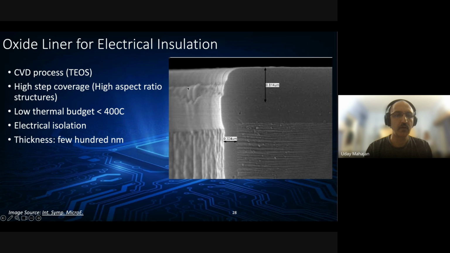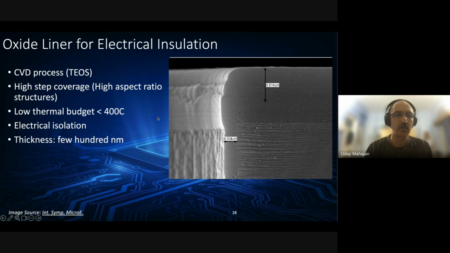So high step coverage means the thickness on the sidewalls and at the bottom is a lot closer to this thickness. Poor step coverage means you have lesser thickness deposited on the sides and the bottom of the trench because of whatever reasons, physical or chemical limitations.